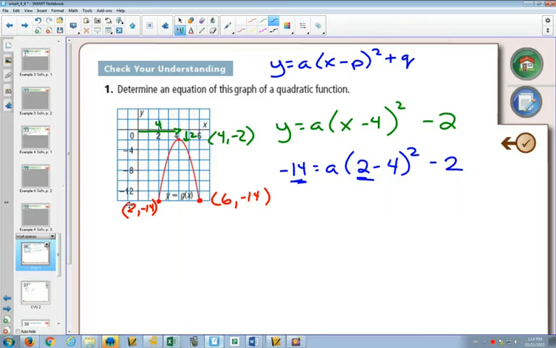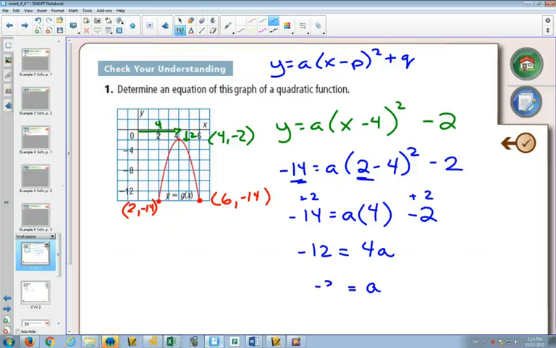Look at my equation now. What's the only thing we don't know? A. And if there's only one thing we don't know in an equation, we can use our algebra, combine like terms, do order of operations to get that A by itself. So right now I have negative 14 here. A times 2 minus 4 will be negative 2. And then negative 2 squared will be positive 4. If I want to combine these like terms, I can add 2 to both sides. And I'll get negative 12. Now A times 4 is the same as 4 times A. And divide both sides by 4. And I find out that A is equal to negative 3.